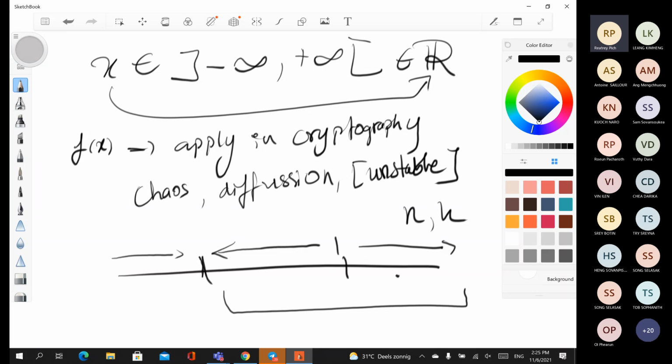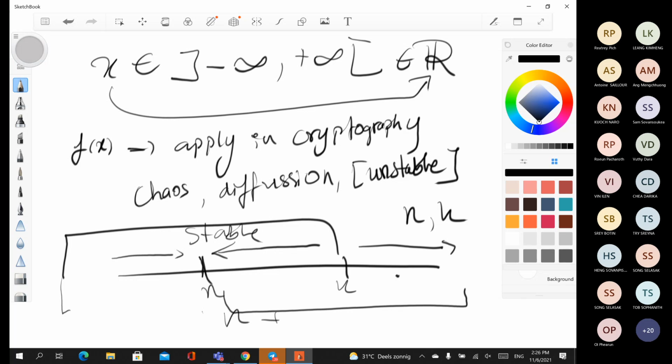Because in these domains, if you use a location in this domain, our system is stable. It cannot produce instability in the system, so our system cannot be applied in cryptography. So the condition of x must be beyond the larger root here, for example. So it must be from n to plus unlimited.